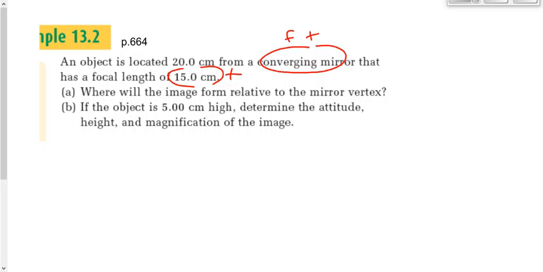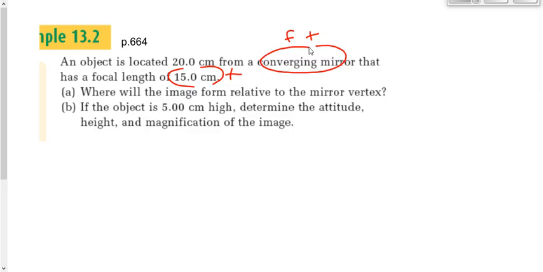Where will the image form relative to the mirror vertex? Or in other words, what's DI going to be? And if the object is 5 centimeters high, what's the attitude? Attitude means right side up, upside down. The height and the magnification of the image. There's a lot to this.